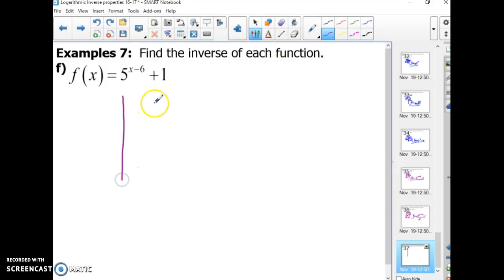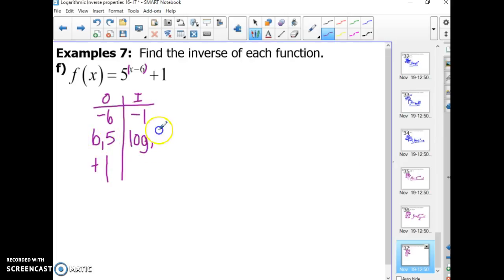Alright, last one. This is an exponential. If I have an exponential, I need to make sure I get a log out. My original, my inverse. I go to the x. First thing that happens, I minus the 6, because this is like being up there in the parentheses, x minus 6. Now I need to take care of the 5. Well, that 5 is the base, so I have a base of 5. Then I add 1. So if I'm adding 1, I subtract 1. If I have a base of 5, I'm going to have a log base 5. And if I minus a 6, I'm going to add a 6.